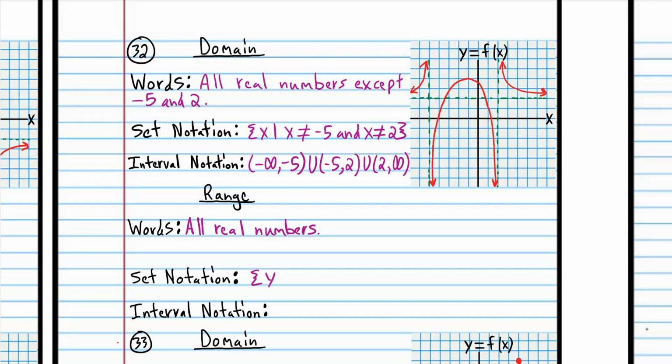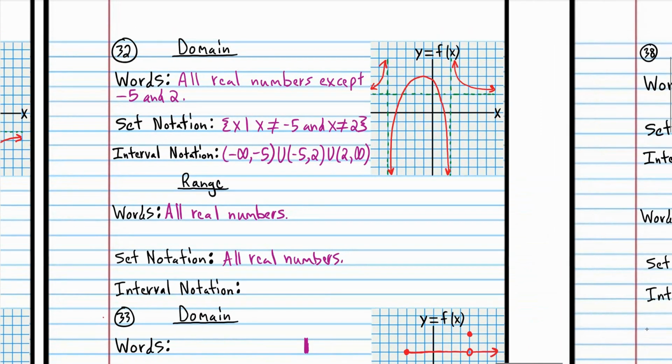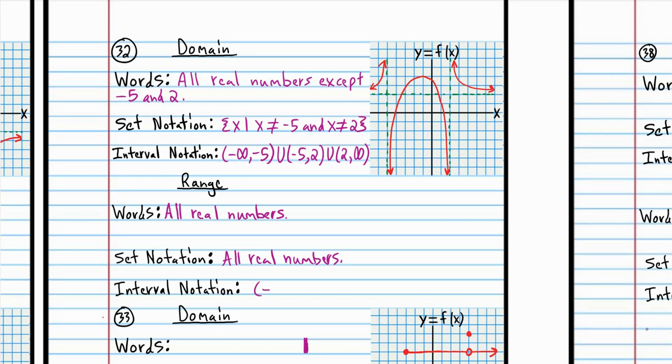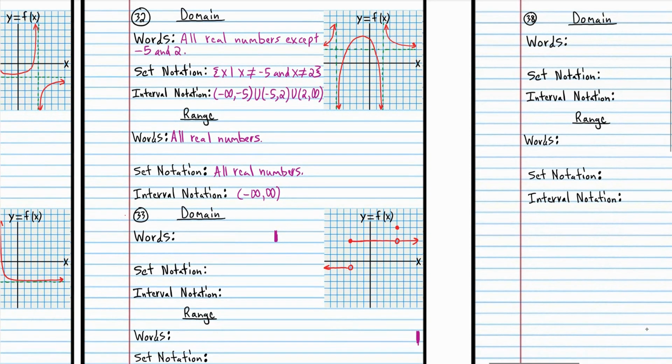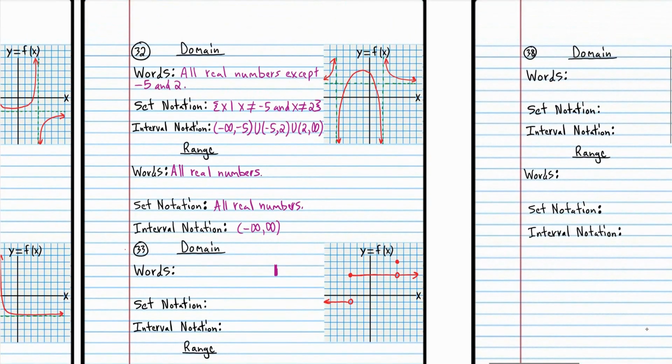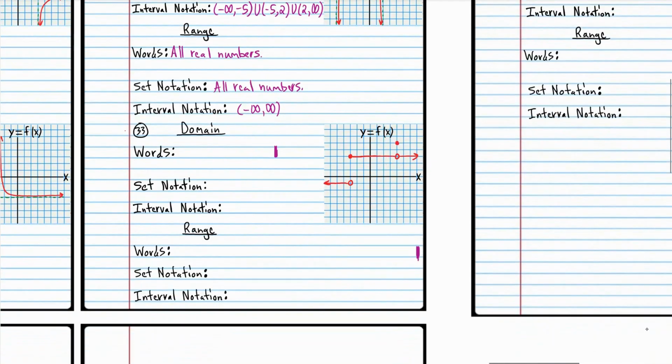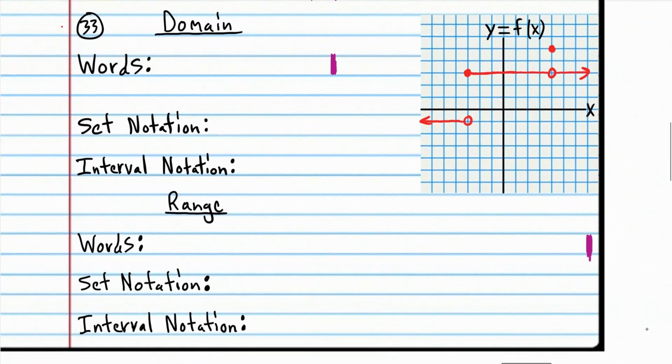Actually, since it's all real numbers, remember we just write all real numbers for set notation. And in interval notation, we write negative infinity, comma, infinity with parentheses. All right, so if you got that one, good job. On to number 33. Let's try number 33. This is kind of a trick problem.